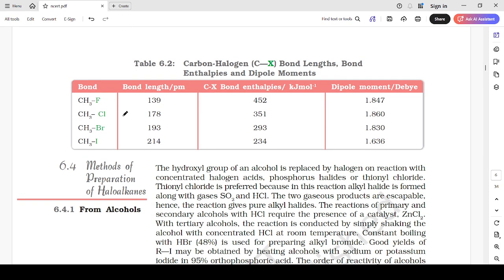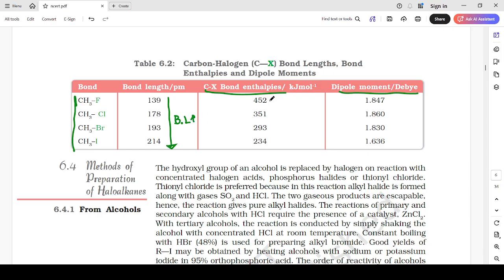The tabular column is showing you the bond length, bond enthalpy, and dipole moment order. With all the methyl halides provided to us, what do you observe? As we just said that fluorine is smaller, iodine is too larger, you can see as I am going down, the bond length has increased.